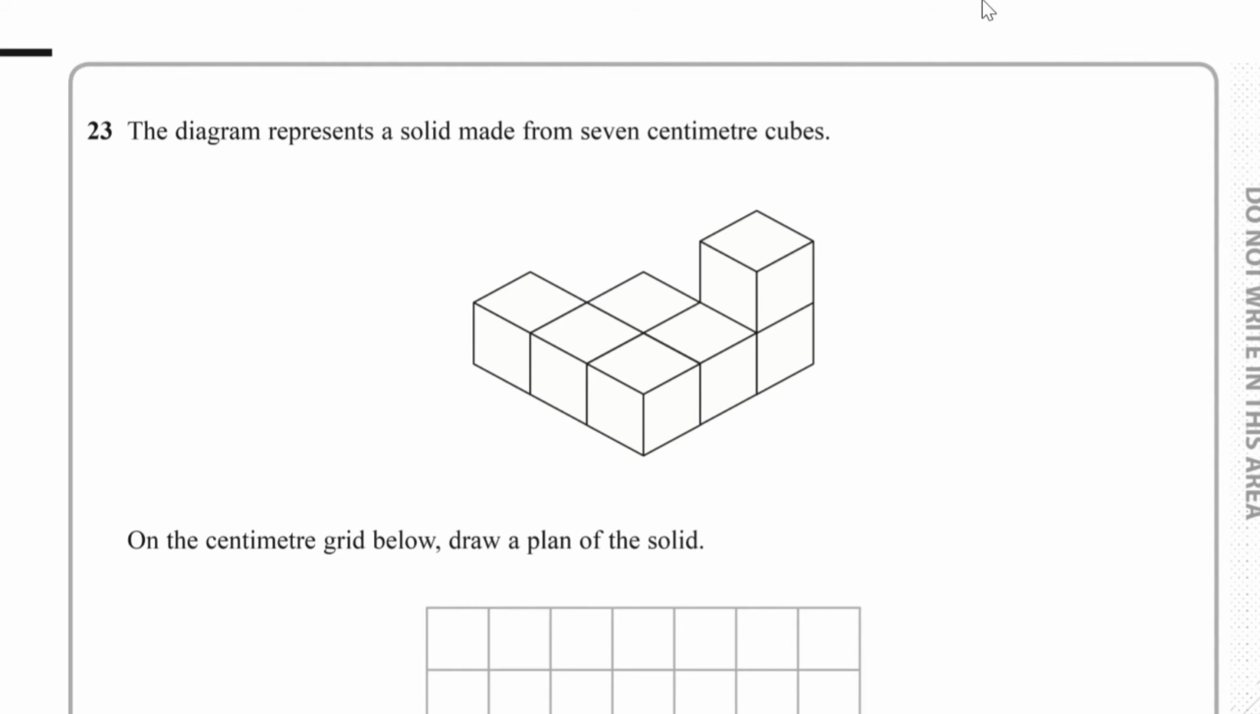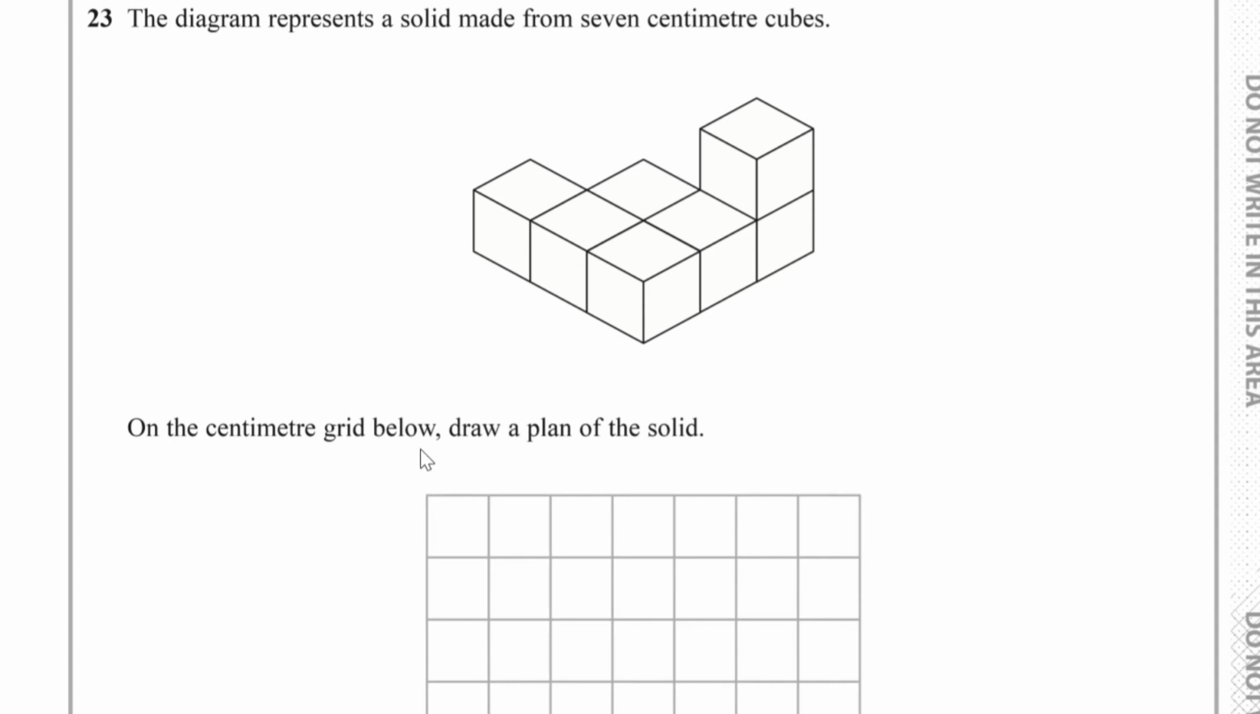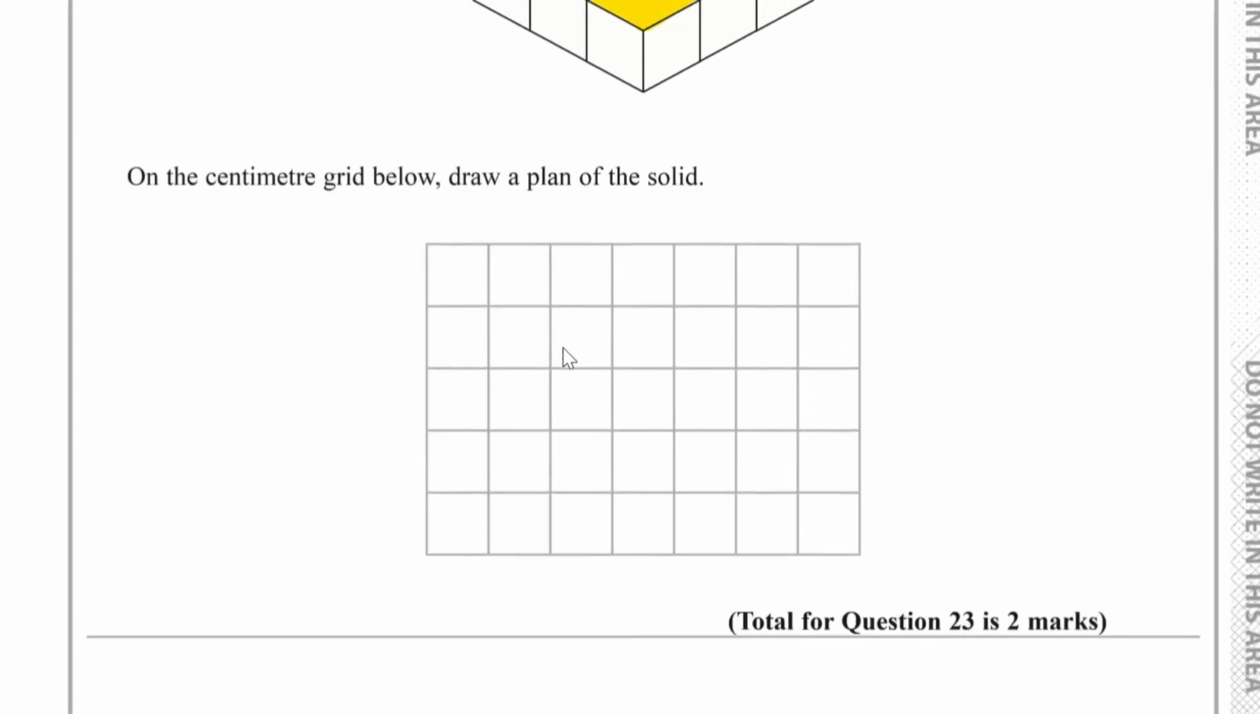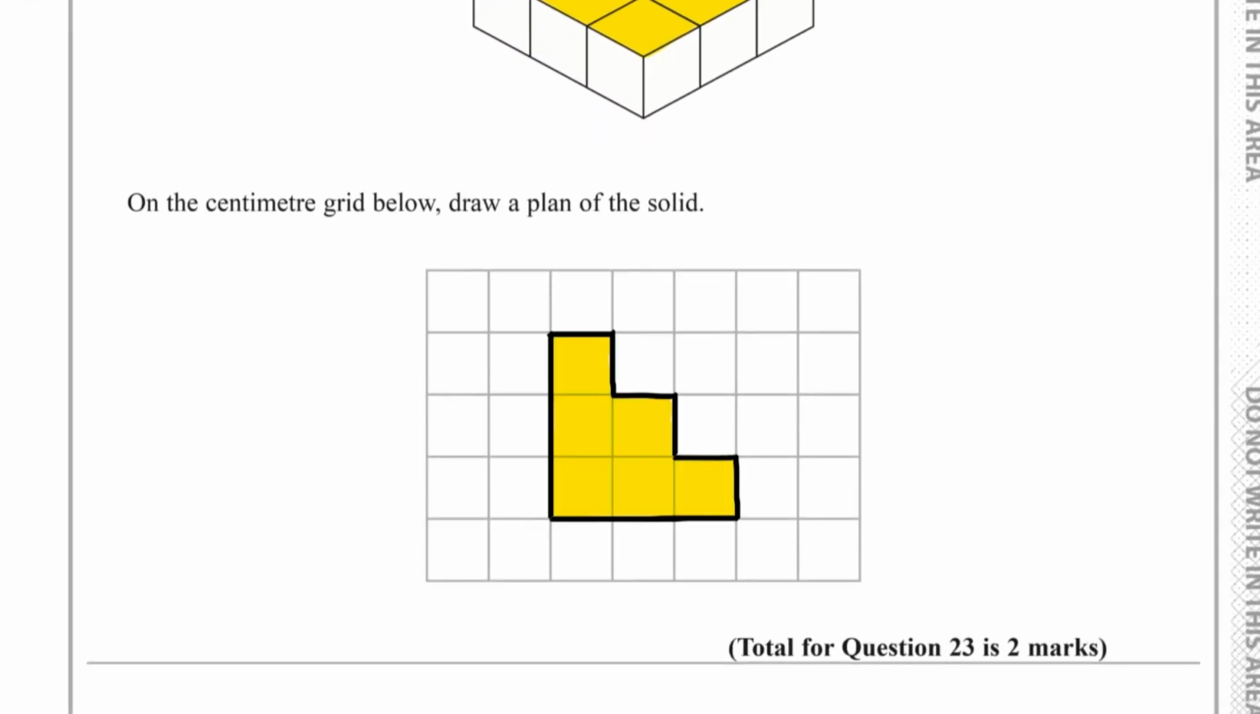Question number 23. The diagram represents a solid made from 7 centimeter cubes, and on the centimeter grid below we have to draw a plan for the solid. Well, when we talk about the plan, we're talking about the region shown shaded here. We're looking at the shape from the top. So if I draw that shape, we end up with this here.